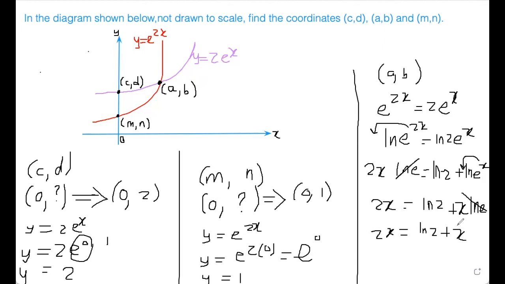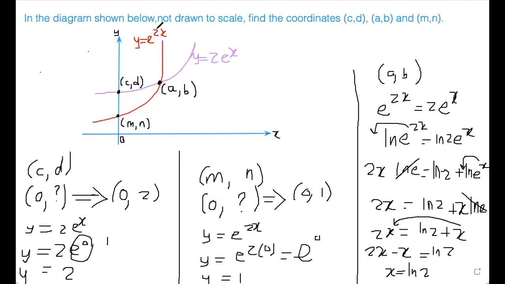Now, remember, we're trying to find out what is a and b, which is x and y. So I'm going to make x the subject. I carry this over the equal sign, meaning there's a sign change. So I have 2x minus x equals ln 2. 2x minus x, that's x. So I have x is equal to ln 2. Now x is ln 2, I need to find out y.